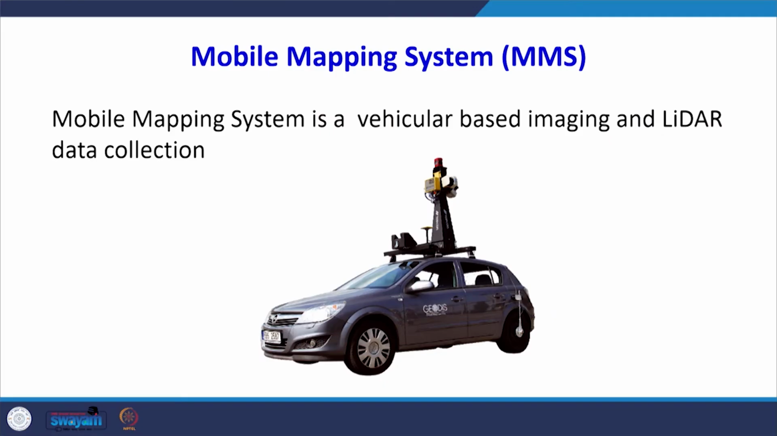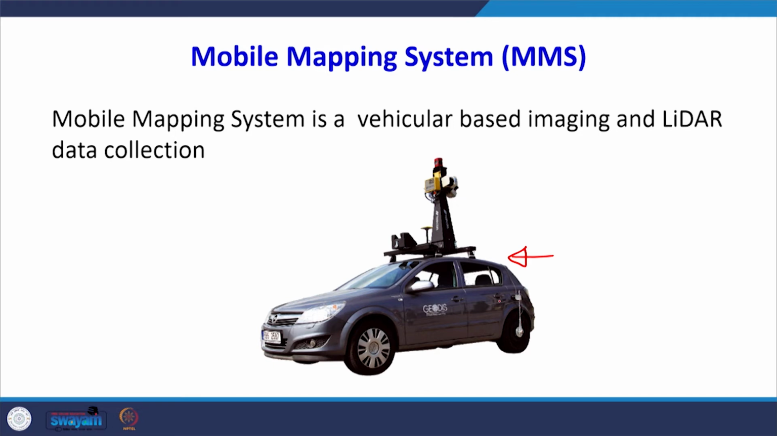Mobile mapping system is very useful when the area covered is very large. When the area is very large, maybe we cannot use a laser scanner; it is heavy, transportation will be difficult, and moving from one place to another you cannot cover a large area. So the advancement in the technology is that we mount these devices on a special kind of vehicle.